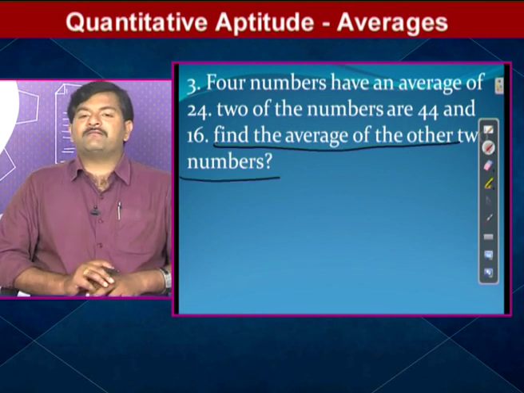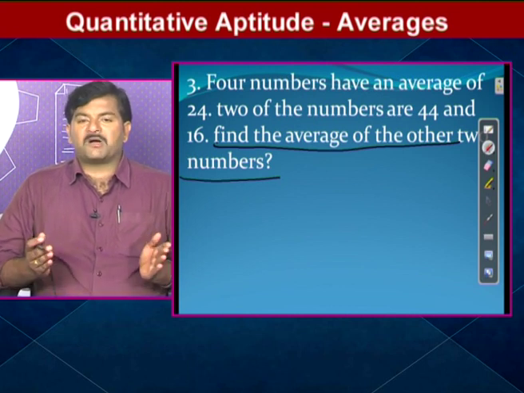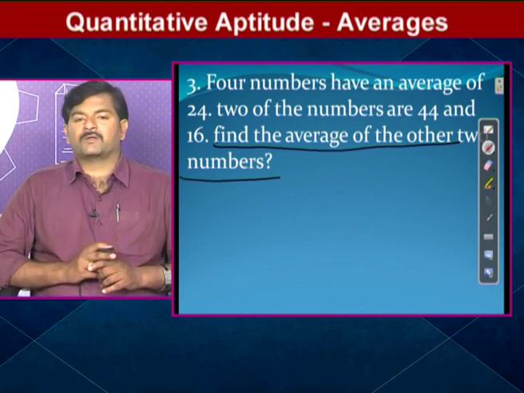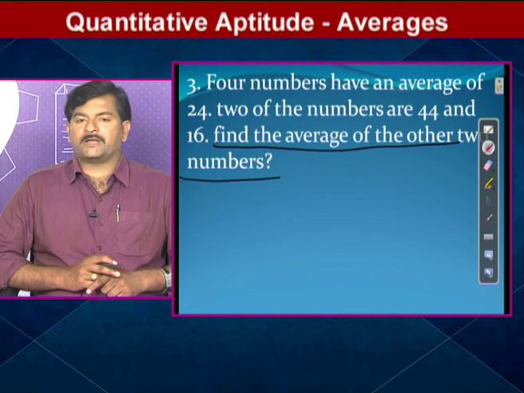To find the average of the other 2 numbers, what we need to know is the sum of the other 2 numbers divided by 2. If we know the sum of the other 2 numbers, then we are able to find their average. Okay, right. So keep this concept in mind. Now we will do the simplification.